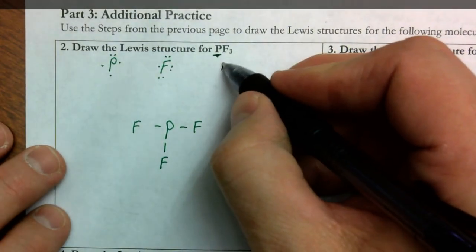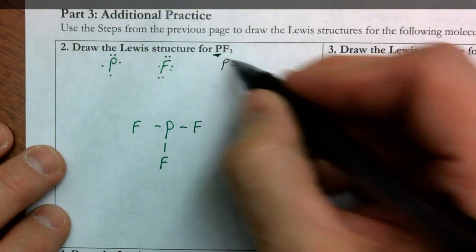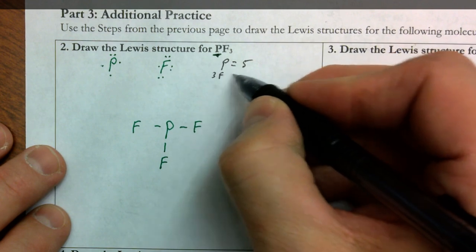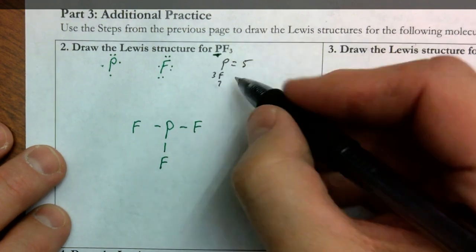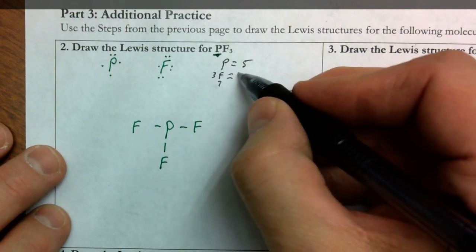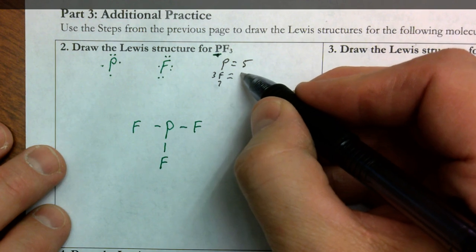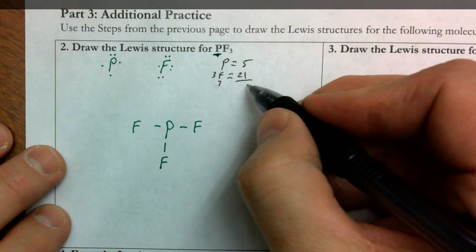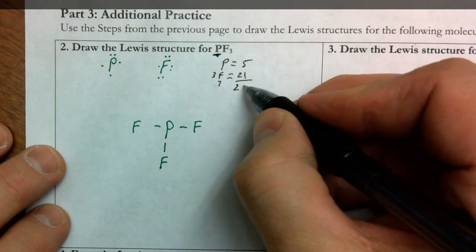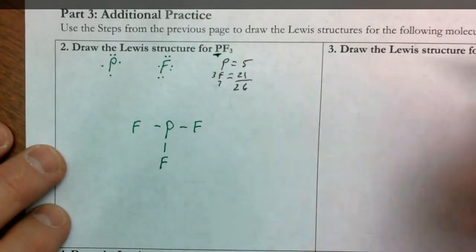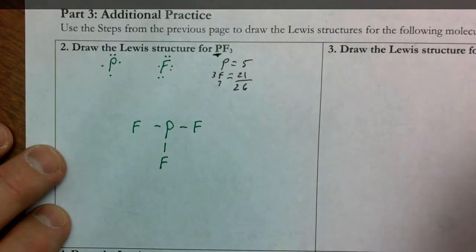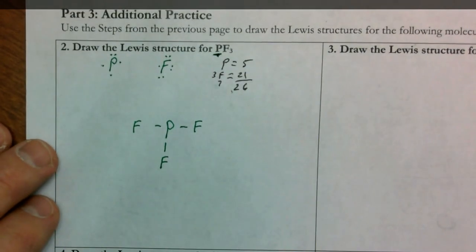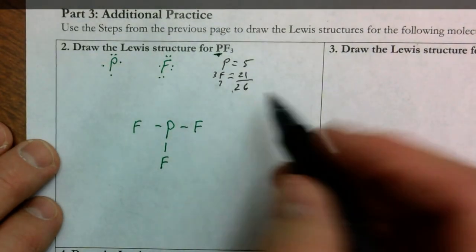So I have one phosphorus, and that has 5. And I have 3 fluorines, and each fluorine has 7. So 3 times 7 is 26. Just kidding, 21. Okay, so 21 plus 5, looking for an even number, and we got one. So 26 valence electrons, right? That's the total we have to have on the final Lewis structure. So let's go ahead and see.